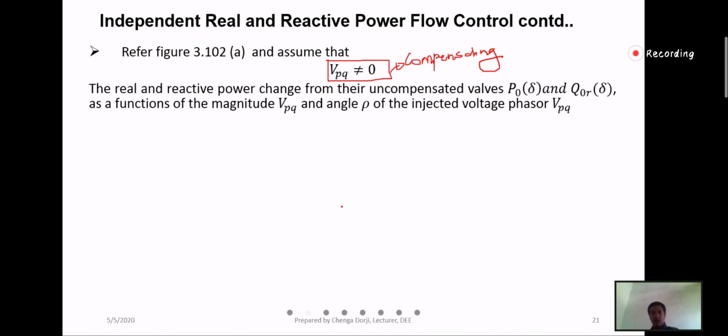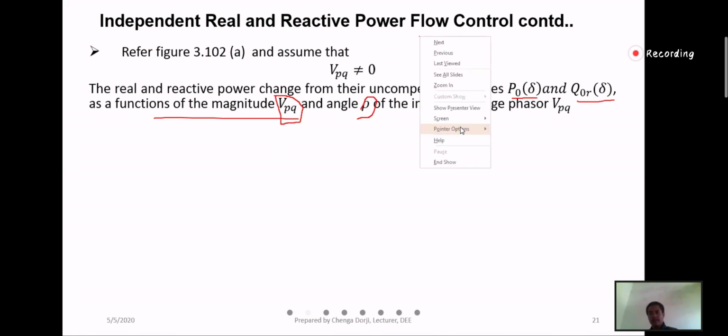Then in this case, what happens? The real and reactive power change from their uncompensated values PO, this is the uncompensated value, real power uncompensated, reactive power uncompensated, as a function of the magnitude VPQ, this is the injected voltage, and the angle rho of the injected voltage phasor VPQ. Okay, so that is there.